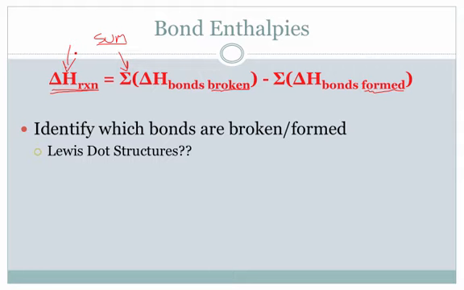Now, to do this process, we have a couple things we have to worry about. First of all, you have to be able to identify which bonds are broken and which bonds are formed, for example, carbon to hydrogen bonds or carbon to oxygen bonds. You've got to see what those are first. In order to do this, you need to know about something known as a Lewis dot structure. This is something we'll tackle a little bit later on in the year. In fact, I believe it's our next chapter.